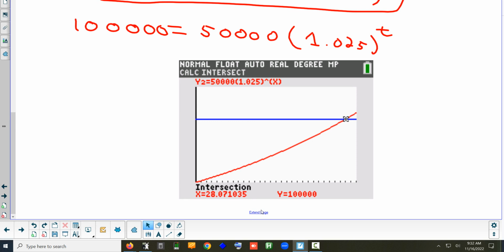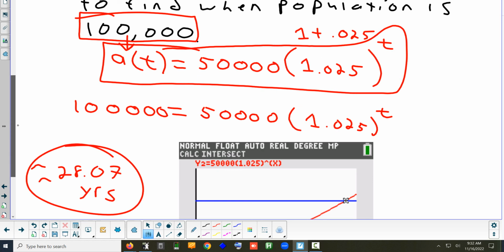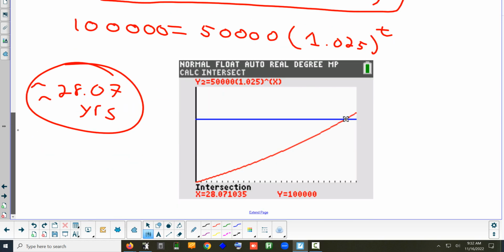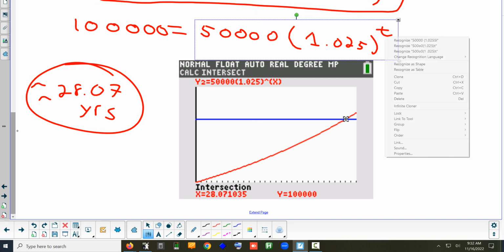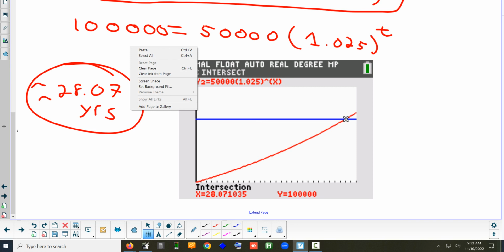Yes? 28 years. About 28.07 years. Now, if you took 28.07 and filled it in for time, you should get 100,000. Or you might get like 99,999 because we round. Okay. Question on that one?